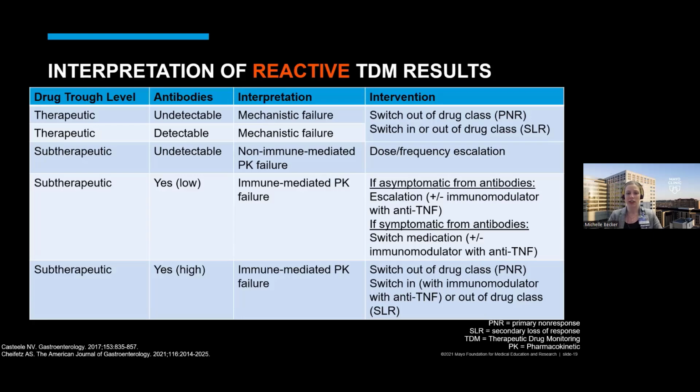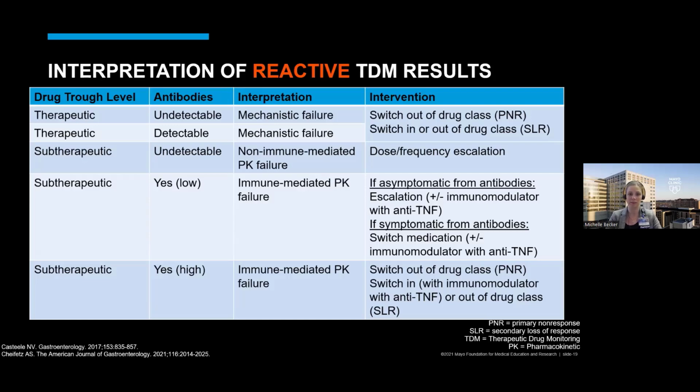If a drug trough level is subtherapeutic or even undetectable, and antibodies are undetectable, this would be considered a non-immune mediated pharmacokinetic failure. So we do have the opportunity to optimize this, and we generally go into off-label use of medication by adjusting the dose and/or frequency, giving it time, again, realizing that the medicines have a long half-life. It's going to probably take 3 to 4 months to really get to new steady state concentrations and then reevaluating efficacy.